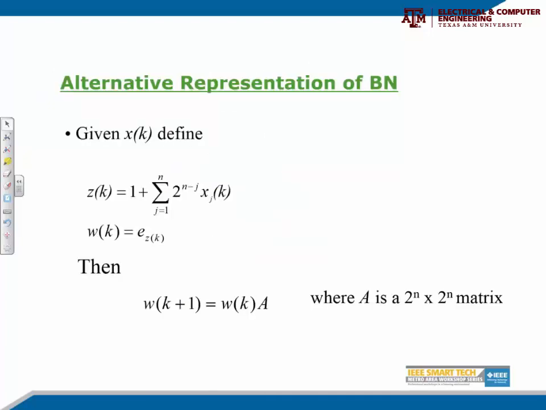We also covered the alternative representation of a Boolean network. We start with the state vector, which is basically a binary number. We then obtain its decimal equivalent, and then we map this into basis vectors, because there are 2 to the power of n possible gene expression patterns if you're looking at n genes. So we look at basis vectors of dimension 2 to the power of n, and the evolution takes place according to this equation: W_{k+1} equals W_k times A, where A is a 2^n by 2^n matrix. And all this we covered in this class in detail.